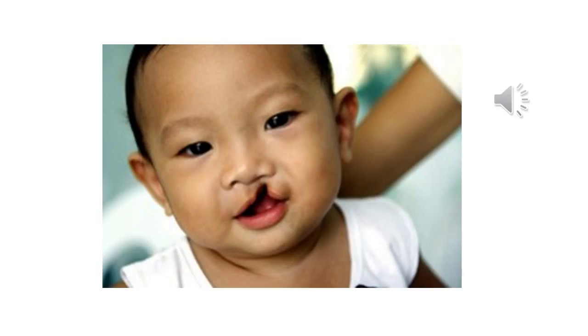A cleft lip or cleft palate is a congenital abnormality that occurs in about 1 in every 750 births, making it one of the most common birth defects in the United States. Hypernasal speech is fairly common in youngsters with a cleft palate. Fortunately, surgery and/or a prosthetic can correct or minimize the impact.